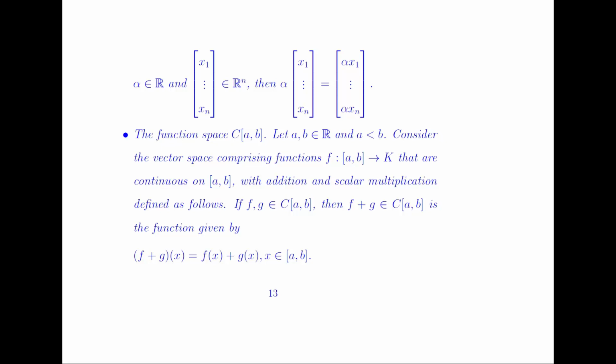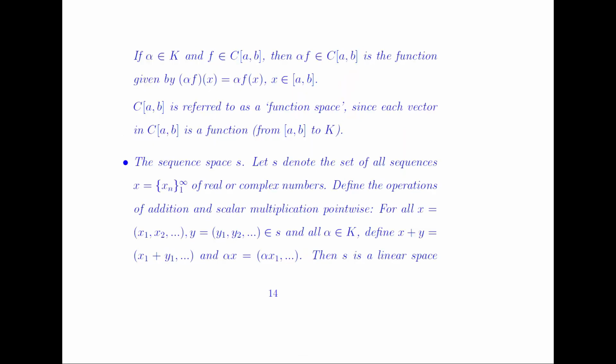That is, if f and g belong to the function space, then f plus g should also belong to the function space. Here the function is defined as (f plus g)(x) equal to f(x) plus g(x), where x belongs to the closed interval [a,b]. And if alpha belongs to the field and f belongs to the function space, then alpha f also belongs to the function space, defined by (alpha f)(x) equal to alpha times f(x).